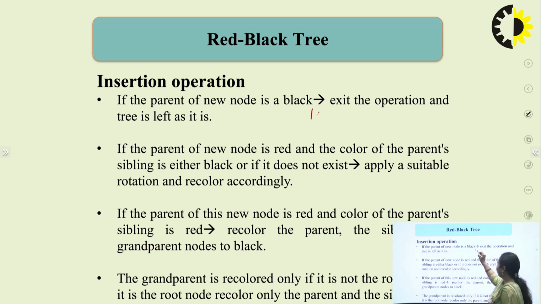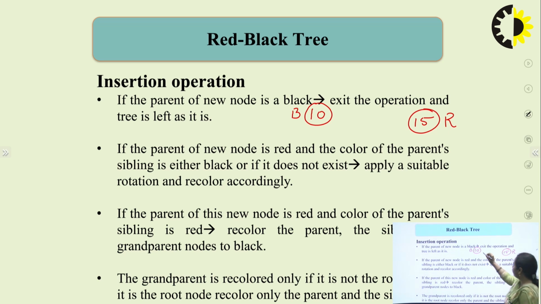For example, if I have a node 10 in the existing tree, which is black in color, and I want to add a new node 15. So, what is going to be the color? Red. As per the BST property, this 15 is going to be inserted to the right of 10. The color of this 10 is black and the color of this 15 is red. So, no issue is there. No property of the RB tree is violated here, so we will just stop here. This is the first case: if the parent of the new node is black, then exit the operation and leave the tree as it is. There is no change in the tree.